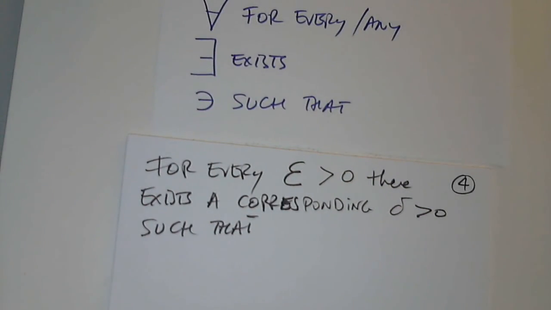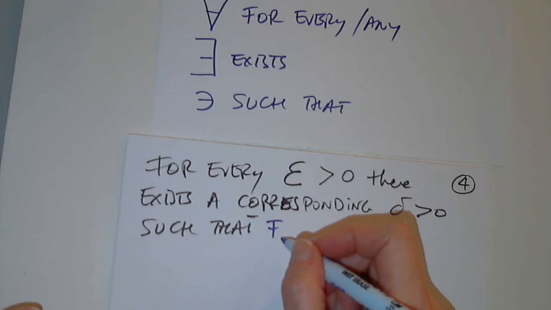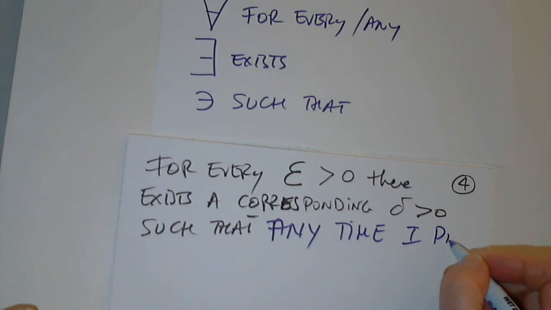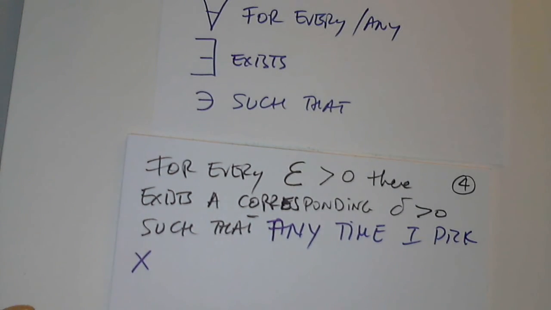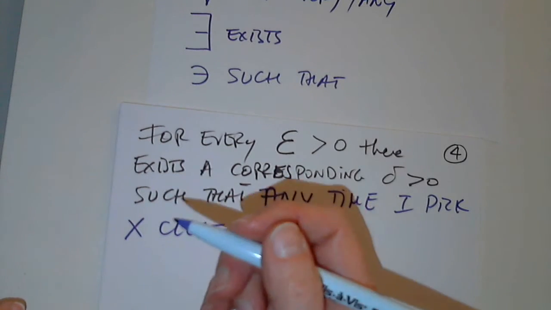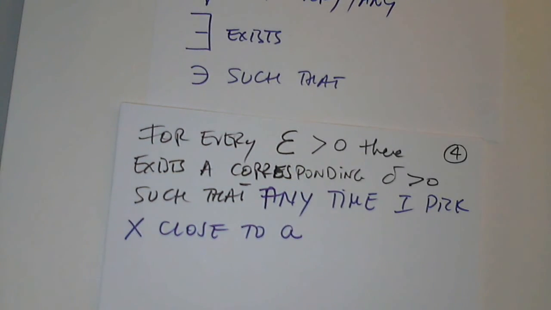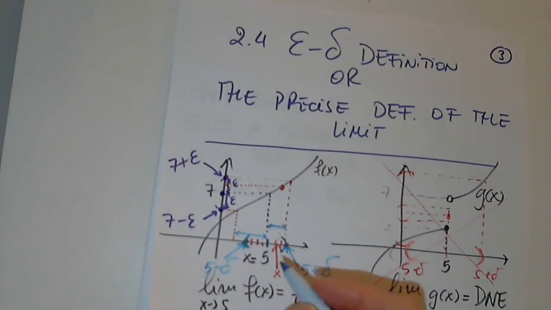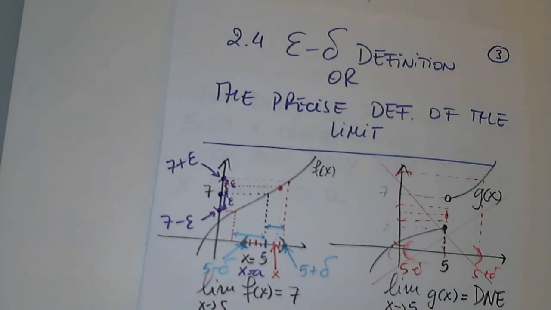Such that, so let's recap. For every epsilon positive, there exists a corresponding delta positive such that for every, or better, anytime I pick x close to 5 in our case, but it's normally denoted by a. Our 5, the numerical example I picked, was x equals a, but a equals 5.